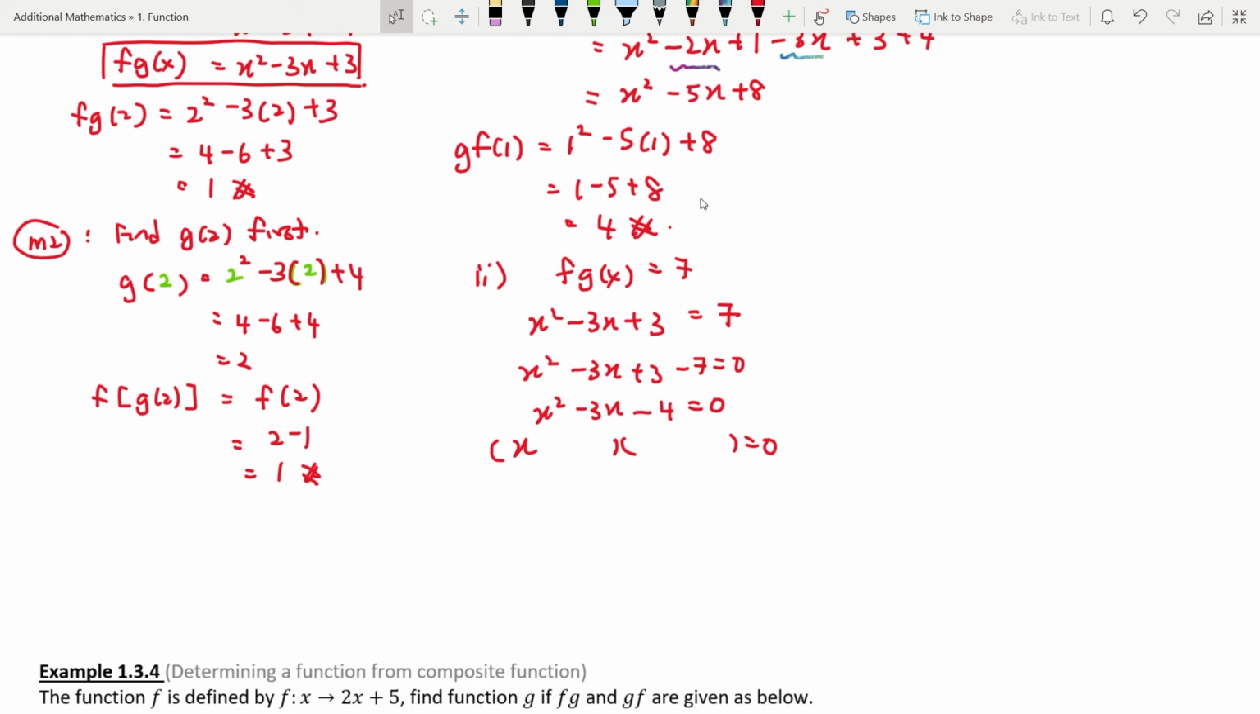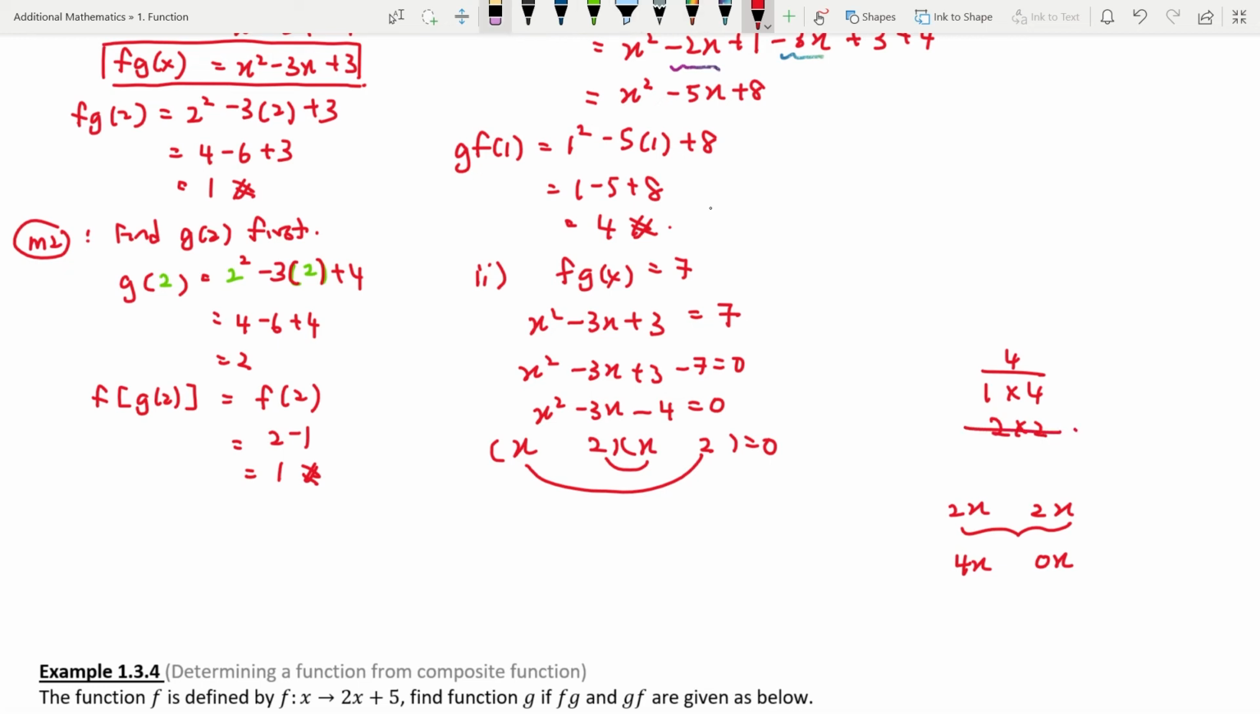x squared is separated into x and x. 4 is either 1 and 4 or 2 and 2. For example, if we put 2 and 2, we will get 2x and also 2x. But with 2x and 2x, we can only obtain a 4x if we add them or we get a 0x. Here, we need a negative 3. So this is not the combination we want.